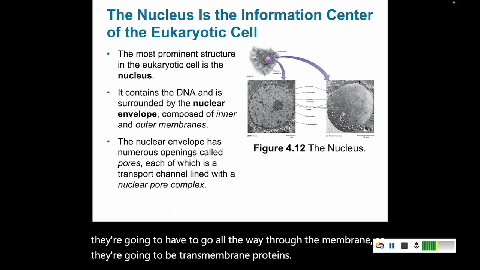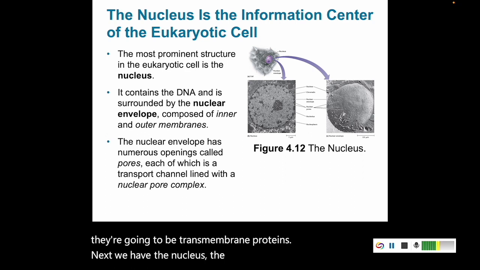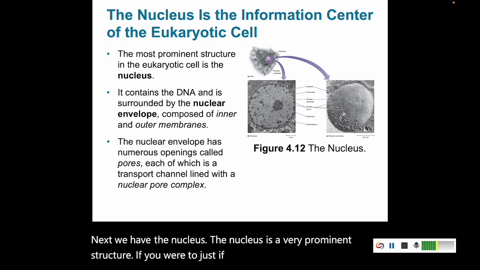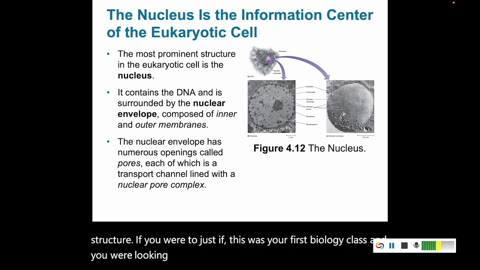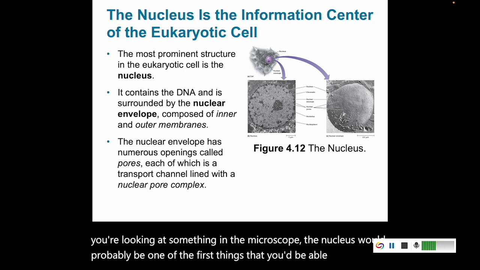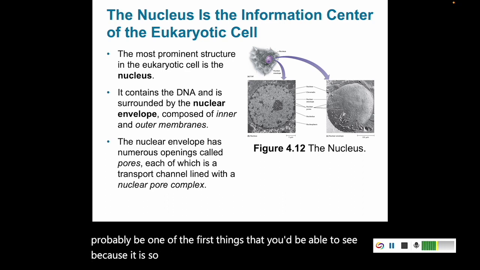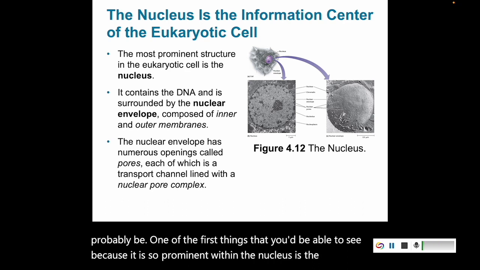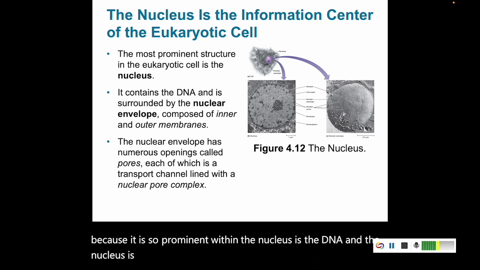Next, we have the nucleus. The nucleus is a very prominent structure. If this was your first biology class and you were looking at an onion cell or a fish cell or something in the microscope, the nucleus would probably be one of the first things that you'd be able to see because it is so prominent. Within the nucleus is the DNA, and the nucleus is surrounded by a nuclear envelope.